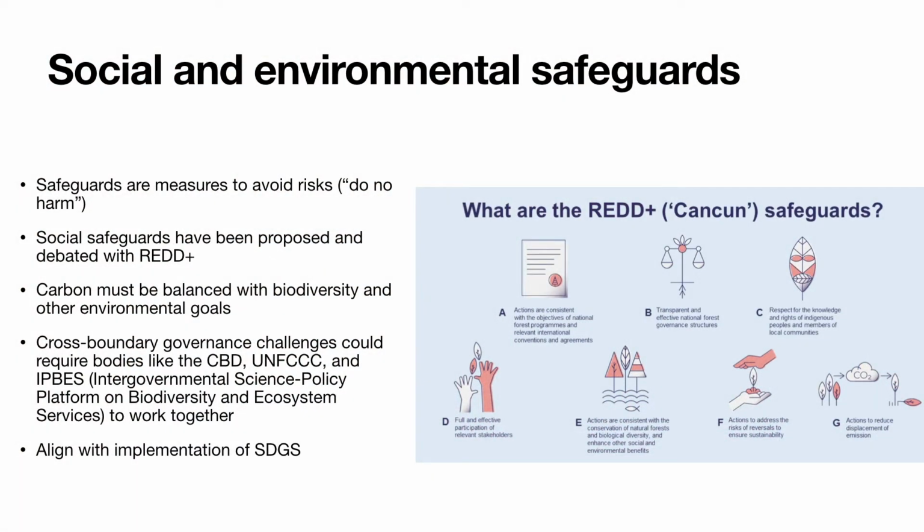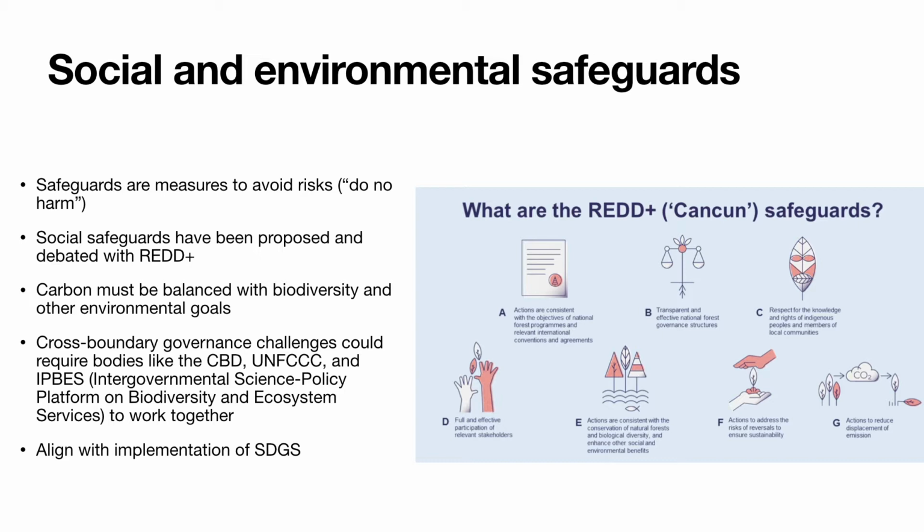So basically, safeguards are measures to avoid risks, to make sure you're doing no harm with a project. And social safeguards are something that have been proposed and debated with REDD+, the framework for reducing emissions from deforestation and degradation. You can see an infographic with some of these safeguards here. They address things like making sure what you do is consistent with all the different laws, that it's transparent, that it respects the knowledge and rights of Indigenous peoples and local communities, that everybody can participate in the project and the governance of it, and so on, that you're addressing the risks of reversals too as part of those safeguards.